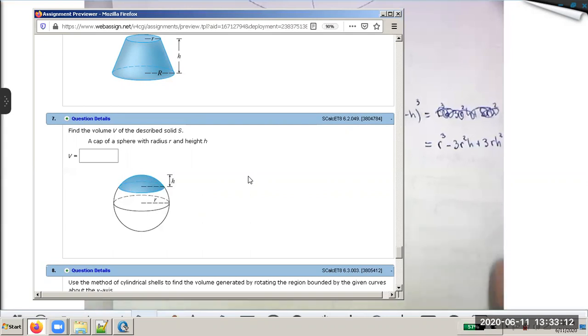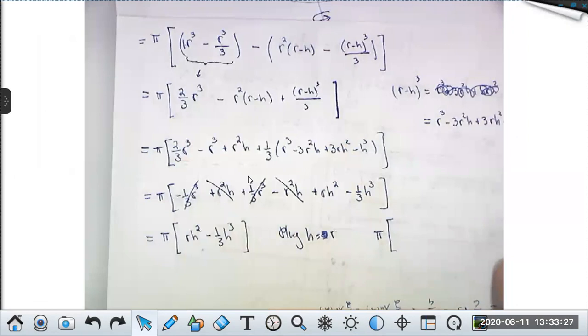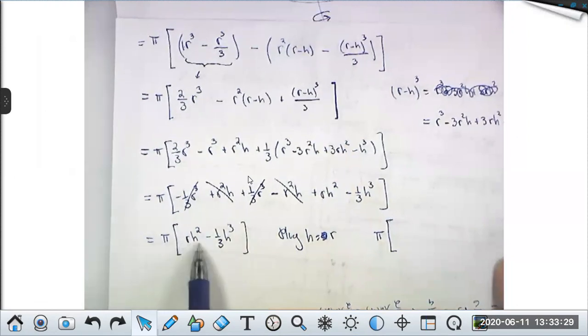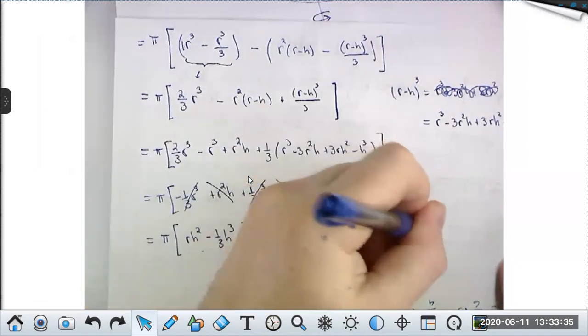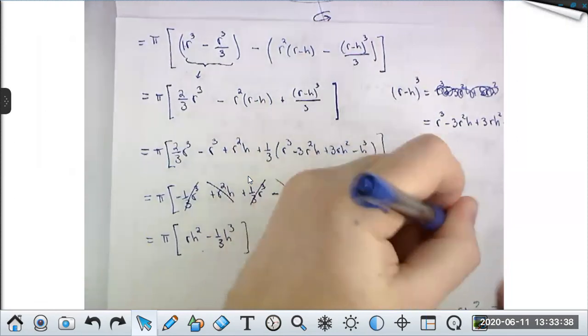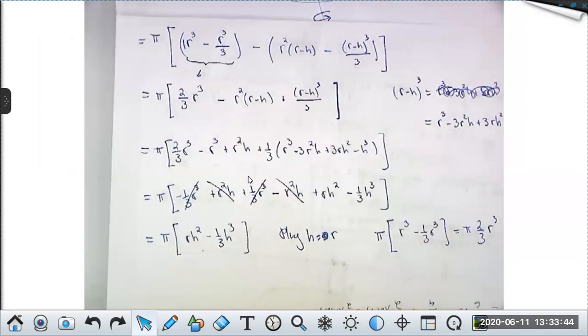For fun, let's plug in h equals r. Sorry, what did I write? H equals r. Oop, I can't see it. Plug in h equals r, and what is this? It would be r cubed minus 1/3 r cubed. The volume of the sphere is 4/3 r cubed, and this is exactly half of that. That's really cool, isn't it?